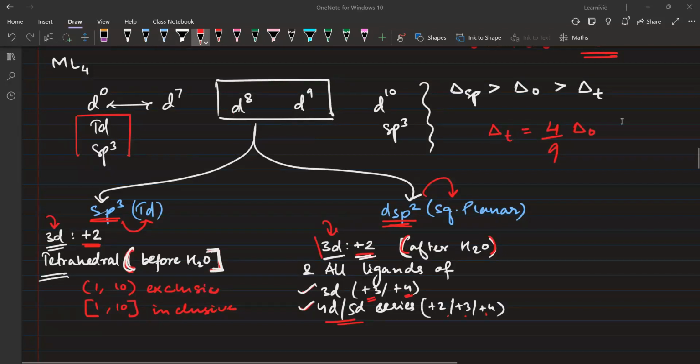Now look here, in D8 and D9, it will be sp3 only if the 3D series element is in +2 oxidation state and the ligand is before H2O. I hope, as you are maths students, you know the meaning of this bracket. Yes or no, guys? Do you know the meaning of this bracket?